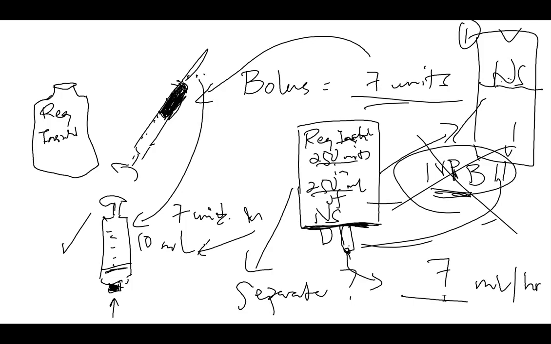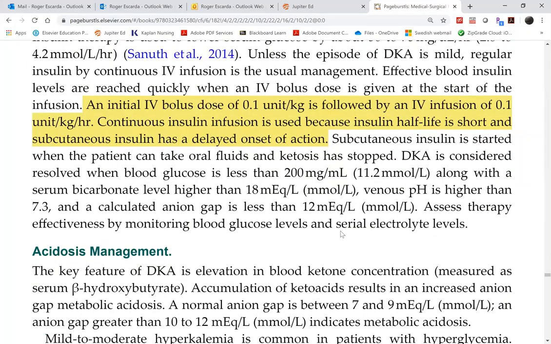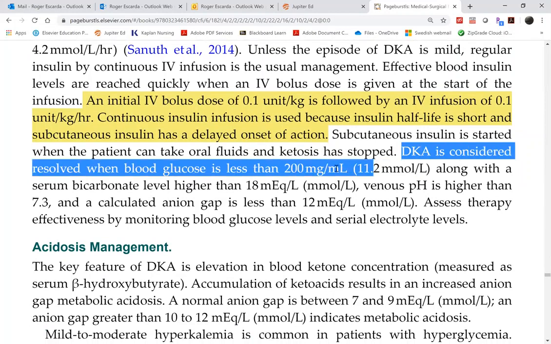All right, so let's continue. So we have saline running in one line, and then we have the insulin running in the other. So we continue to monitor blood sugar because DKA is considered resolved once we hit less than 200. So the only way to know that is to monitor your sugar every 15 minutes.